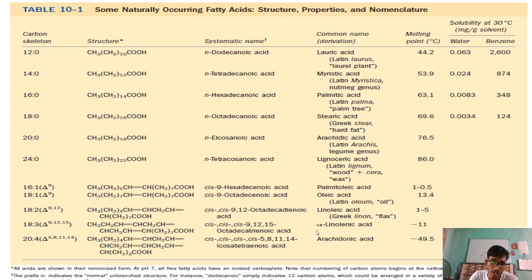Another one I will take. This acid contains 18:3, as the carbon atoms are 18 and the double bonds are 3, and the positions are 9, 12, 15. So write cis, hyphen 9, 12, 15, which also indicates the position of the double bonds, and octadecatrienoic acid. Octadeca means 18 carbons are present, and for the three double bonds, trienoic is the suffix.